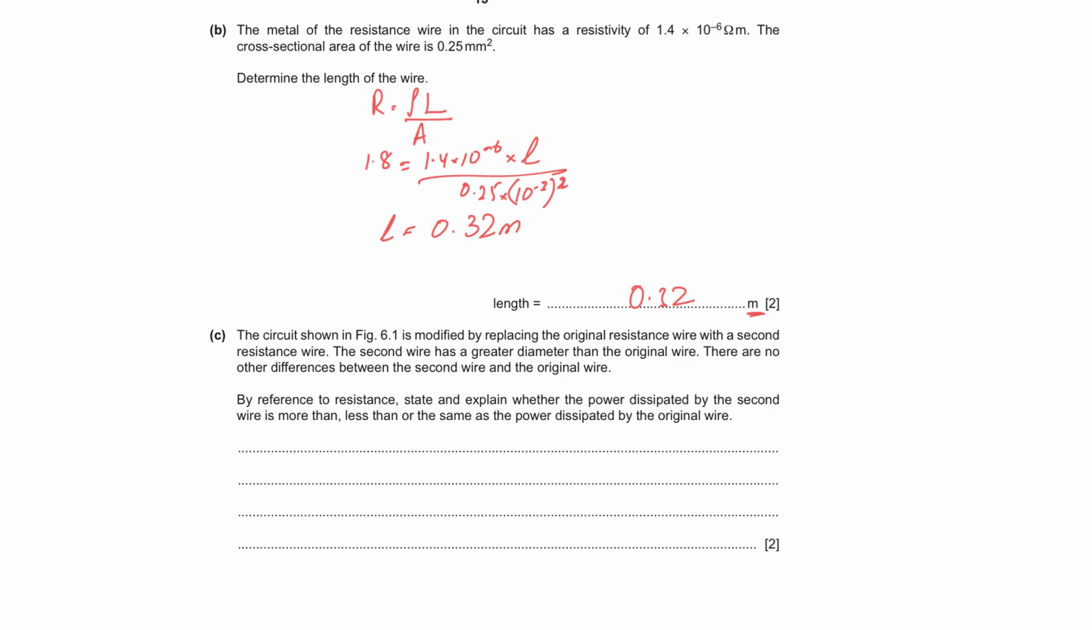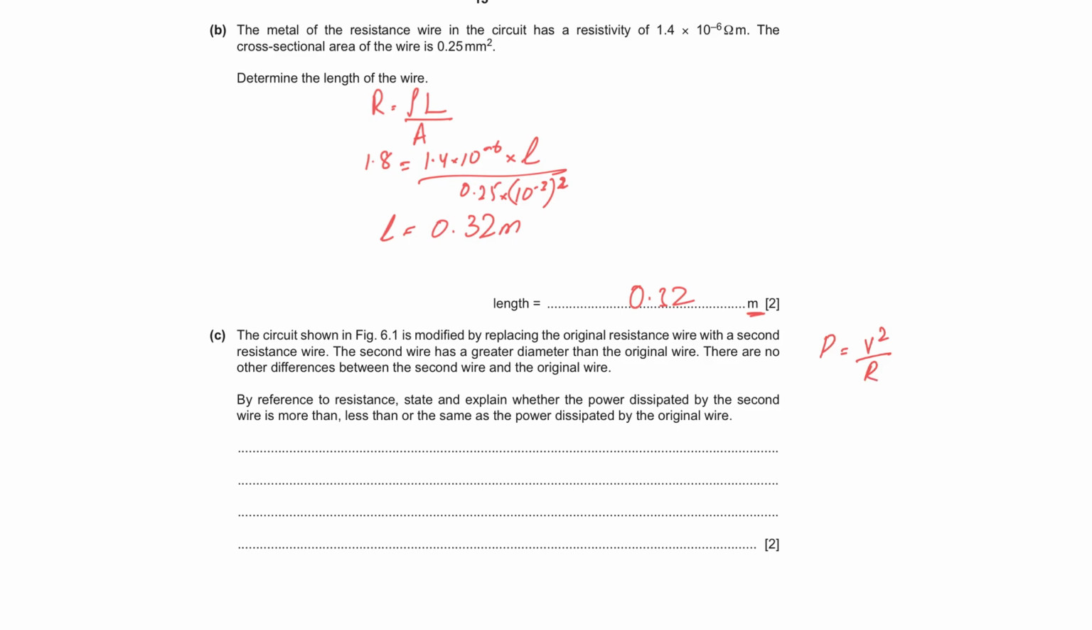So what have we done here? We have changed a few things when we added the second wire. It has a greater diameter, and it's made of the same material as the original wire. Now, power is equals to V squared over R.